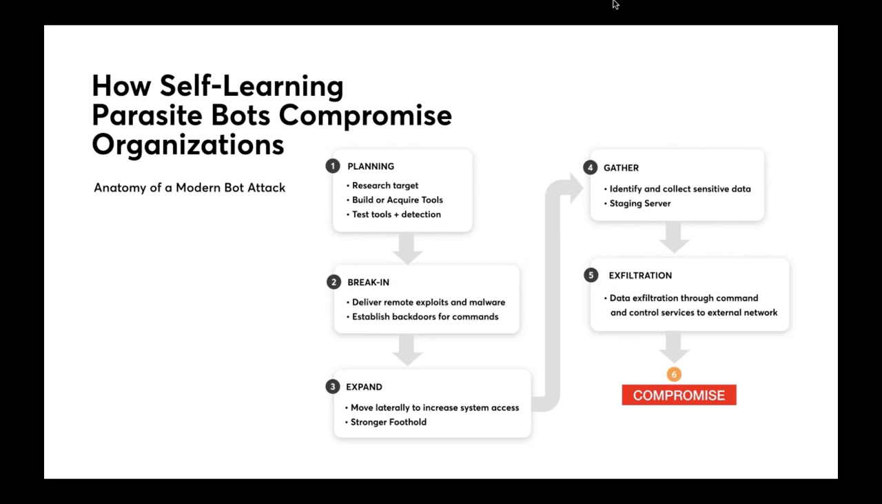As you can see in this attack chain, the self-learning bot will carefully research their target to understand your users and your systems, and then deliver the remote exploits. Once inside, they'll then move laterally until they've established a large presence, and then they can gather and collect sensitive data, which can then be exfiltrated for financial gain and cause your organization some potential damage.